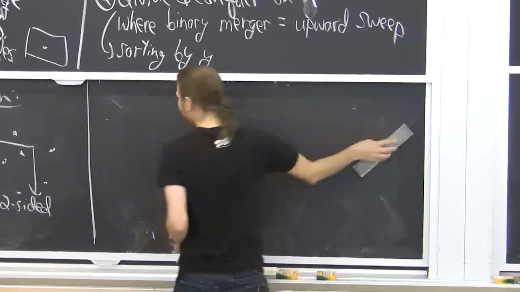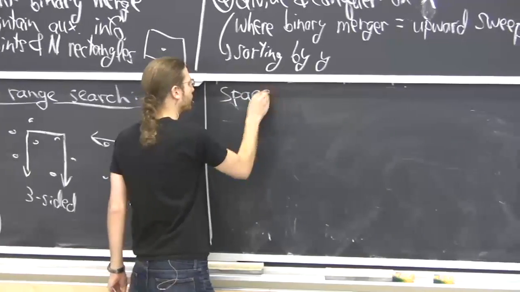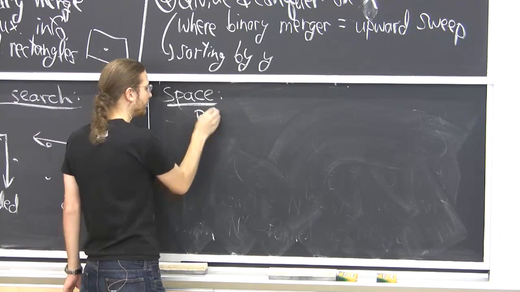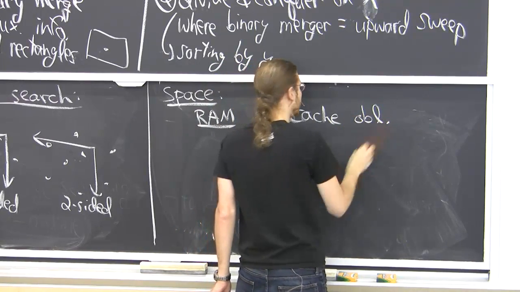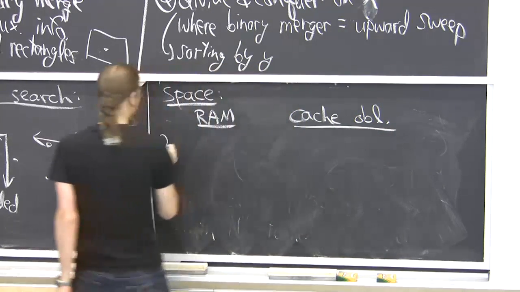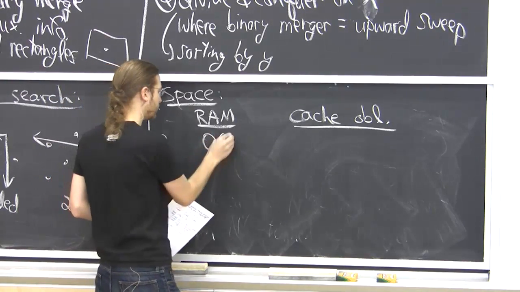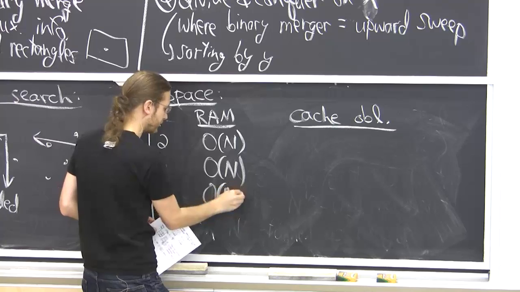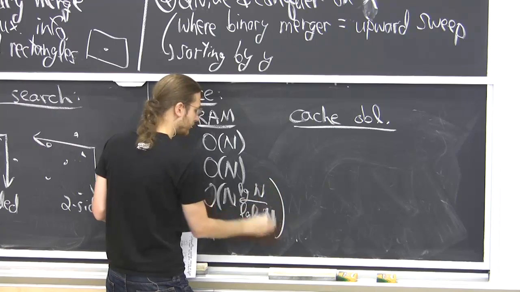Okay, so for all of these problems, we can achieve log base b of n plus output over b. The issue is with space. Maybe I'll compare regular RAM algorithms versus cache-oblivious. So we've got two-sided, three-sided, four-sided. And for two-sided, I believe these are the right answers. Log n over log n. We haven't actually seen this one.